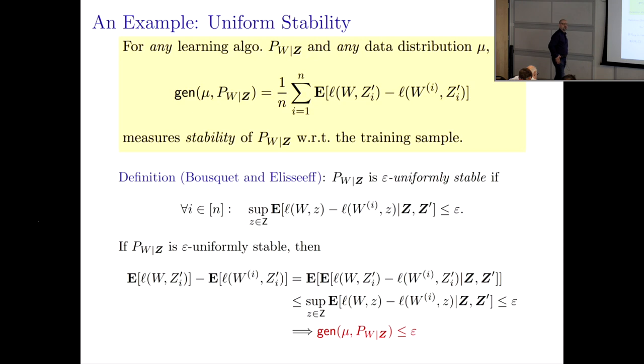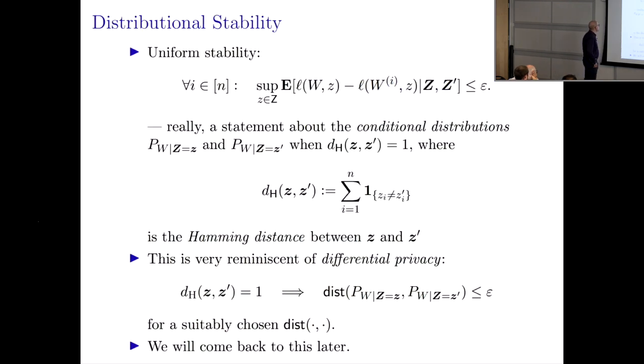And some algorithms are generally uniformly stable. For example, if your loss is a strongly convex function of W, then empirical risk minimization is actually uniformly stable. That's a result you can see in the paper of Shalev-Shwartz et al. But uniform stability still refers to a particular loss function.